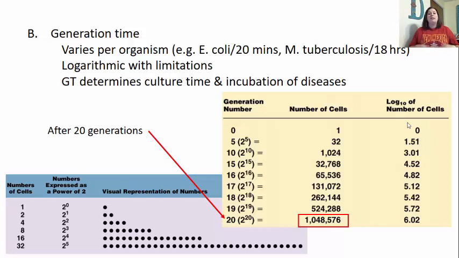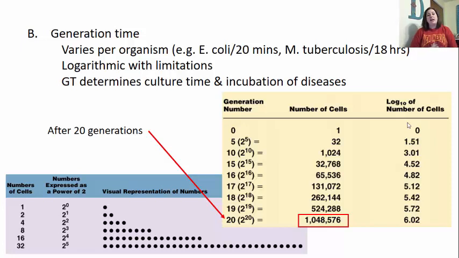All right. And so when we see this, there is that logarithmic dividing where we see that you go from one cell to two to four, and it just keeps increasing like that. However, there are limitations because this is based on the space as well as the nutrients that are present. Once they start to run out of nutrients, it's not able to continue to divide.